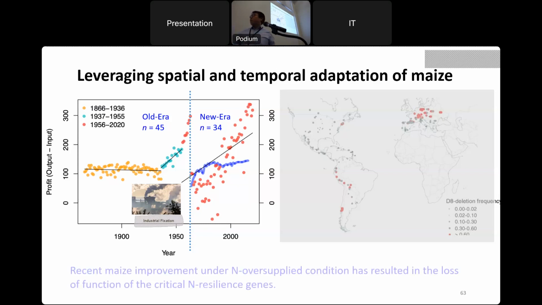Therefore, our first hypothesis is that the recent maize improvement under nitrogen oversupplied conditions has resulted in the loss of function of critical nitrogen resilient genes. To test this hypothesis, I got some old era lines, meaning the inbred lines developed before the 1960s, and the new era lines developed after the 1960s. What we know is that lines actually take years to develop and release. So to be safe, we selected only lines developed after the 1970s. So note that B73 was developed after the 1970s. That was released around 1972 here. So at our state.